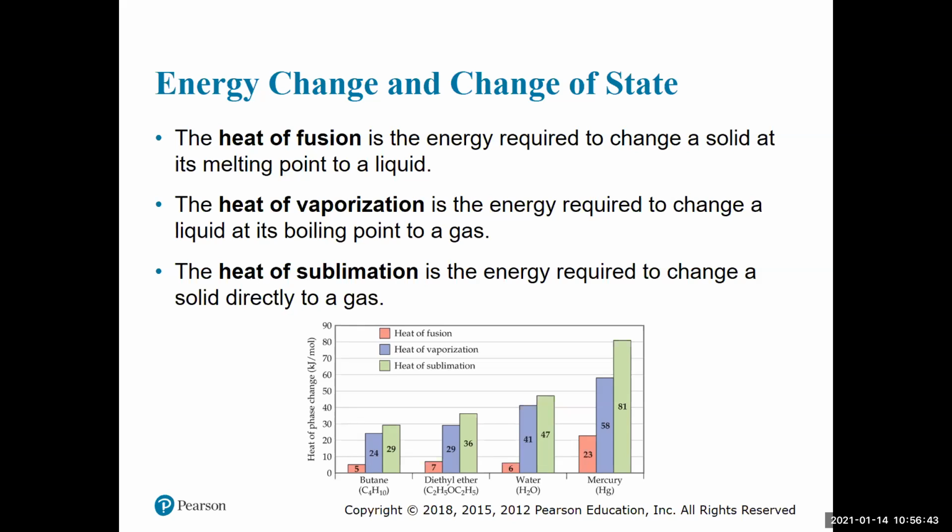So the key here is that these are the energy changes associated with that change of state, whether it be solid to liquid, liquid to gas, or solid to gas. That would determine which of these values you would be given, okay? Any questions about these definitions?